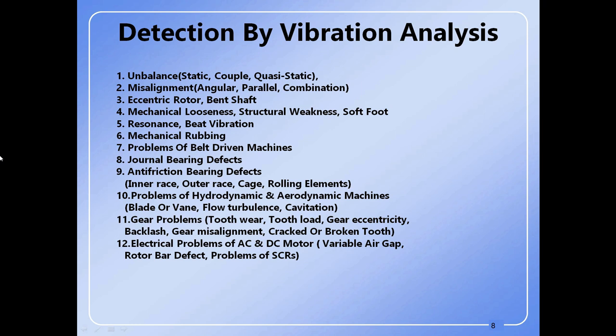elements. Problems of hydrodynamic and aerodynamic machines: blade or vane, flow turbulence, cavitation. Gear problems: tooth wear, tooth load, gear eccentricity, backlash, gear misalignment, crack or broken tooth. Electrical problems of AC and DC motors: variable air gap, rotor bar defect, and problems of SCRs.